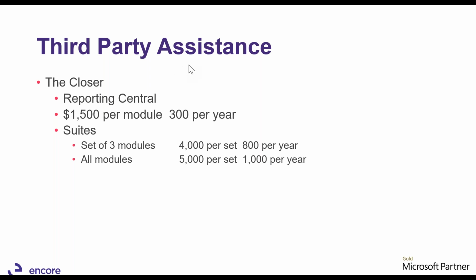So the last piece is the third-party assistance. There is a piece called the Closer. It's by Reporting Central. It runs $1,500 a module. So AR, AP, Bank Rec would be 3 modules. You buy 3, you get them for $4,000.